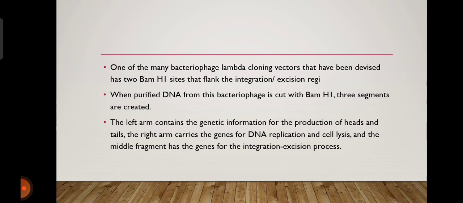One of the many bacteriophage lambda cloning vectors that have been devised has two BamHI sites that flank the integration or accession region. When purified DNA from this bacteriophage is cut with BamHI, three segments are created. The left arm contains genetic information for production of head and tail, and the right arm carries the genes for DNA replication and cell lysis. And the third one, the middle fragment, has the genes for the integration process.